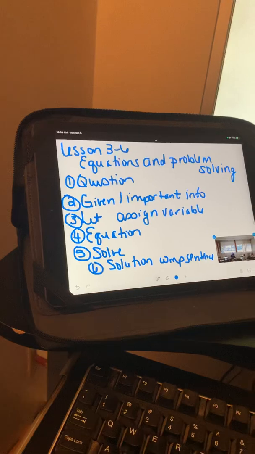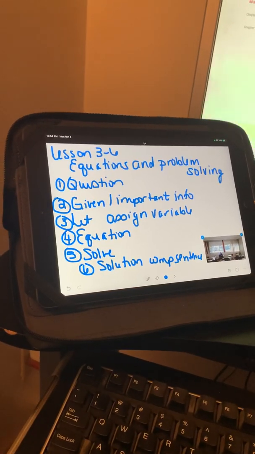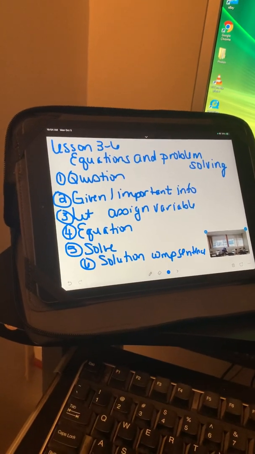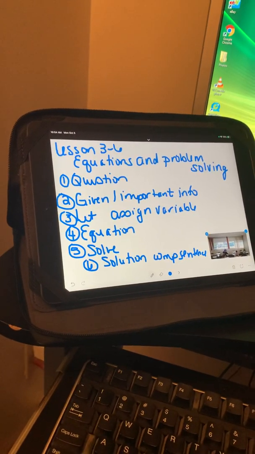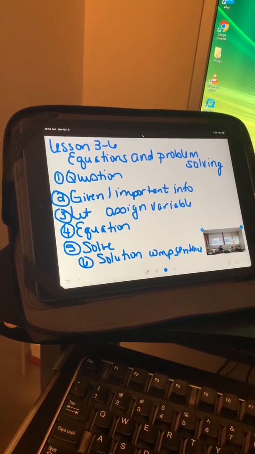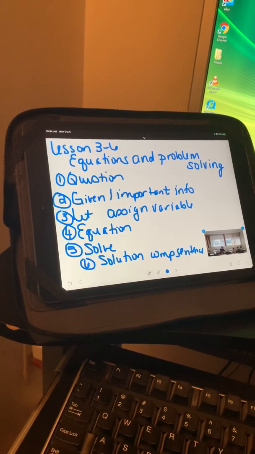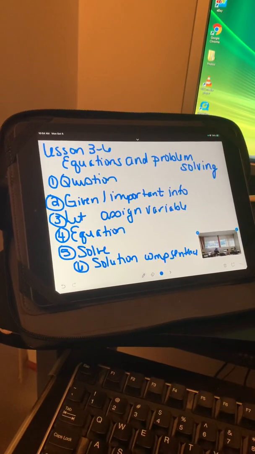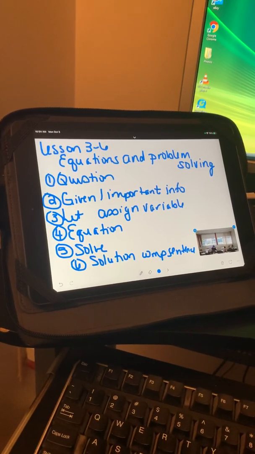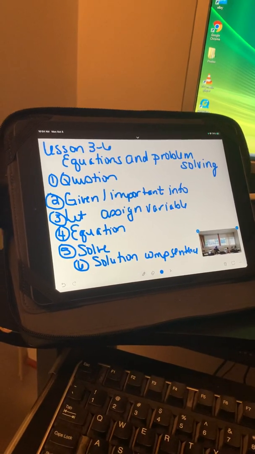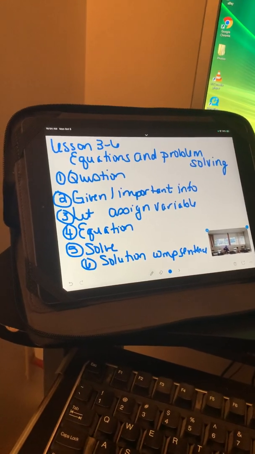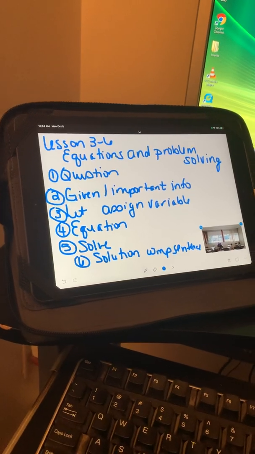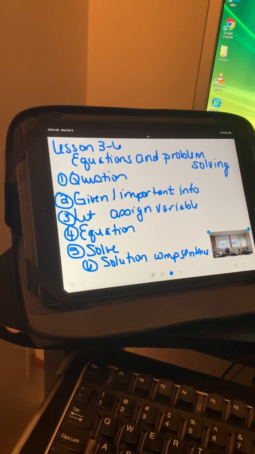I want the equations, the let, the question, all the important information, assigning variables, solving, and then everything is always written in a complete sentence. And people always ask me, why do you want so much? Number one, it gets you way better at story problems. Because a lot of the time, a lot of people don't know what story problems are asking for. They don't understand what they're trying to solve for. So by writing every single thing down, it gives you a better idea of what you're trying to solve for.